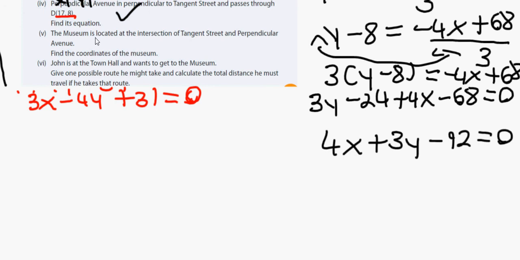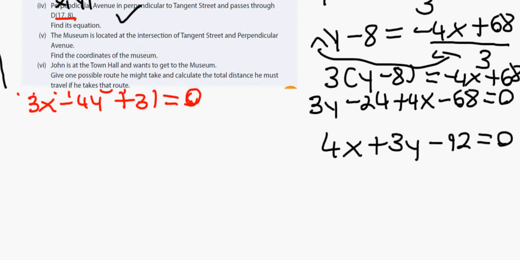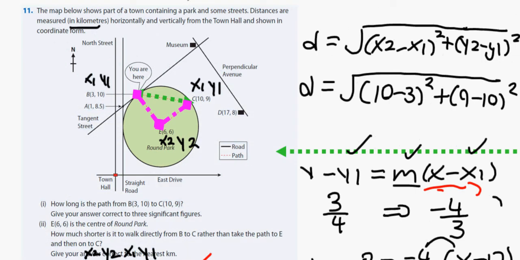The museum is located at the intersection of Tangent Street and Perpendicular Avenue. Find the coordinates of this museum. So basically what it's looking for is the coordinates of where two lines hit each other. We can see the museum is located here, and what it wants me to do is get the intersection of Tangent Street up here and Perpendicular Avenue, which is here, and find this place here, the museum, the location here.